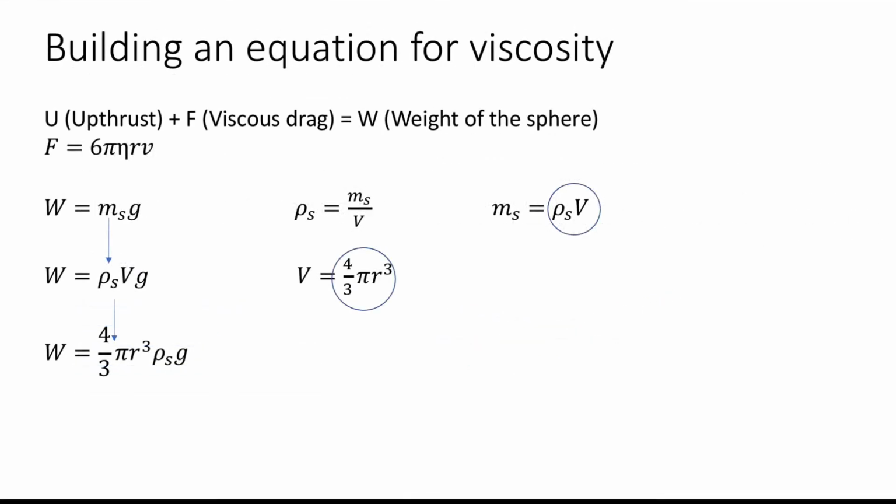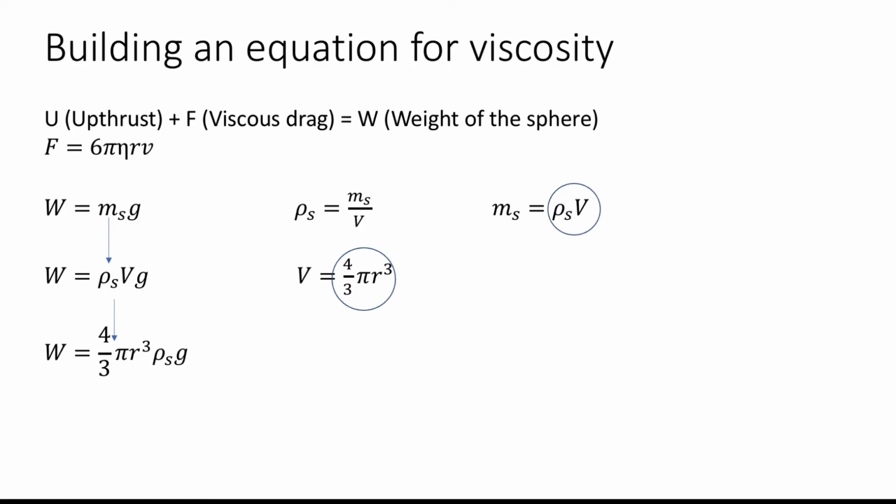Using the previous equations of upthrust plus viscous drag equals weight and Stokes' law, we can construct an equation for viscosity. As the density of the sphere is equal to its mass divided by its volume, the mass of the sphere is equal to its density times its volume. To find the weight of the sphere, you times its mass by the gravitational field strength. We can sub in density times volume for mass, so the weight of the sphere is equal to its density times its volume times the gravitational field strength.